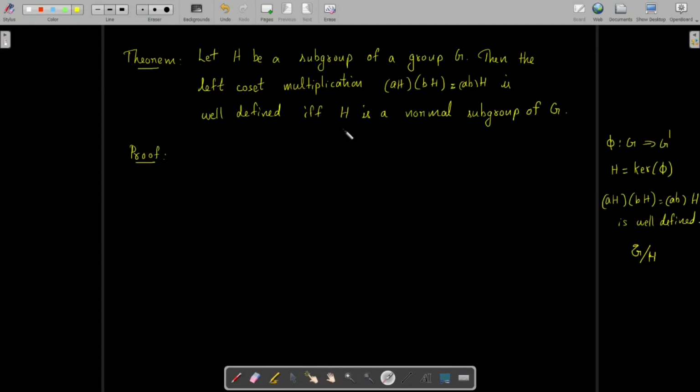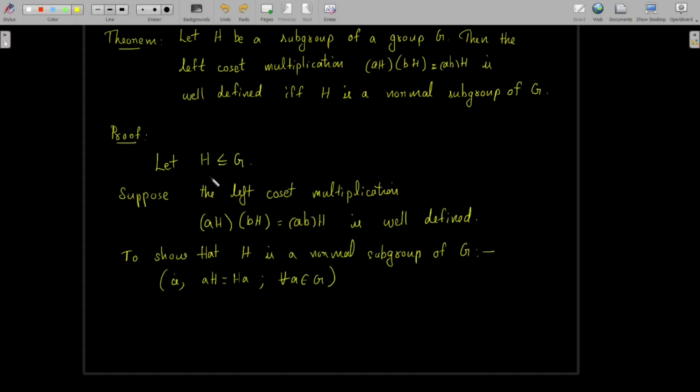Now, in this theorem, we are going to show that if H is a subgroup of a group G, then the left coset multiplication aH times bH equals abH is well defined if and only if H is a normal subgroup of G. So actually our former result was only a corollary to this theorem. Now let us prove the theorem. First of all, let us prove the necessary part.